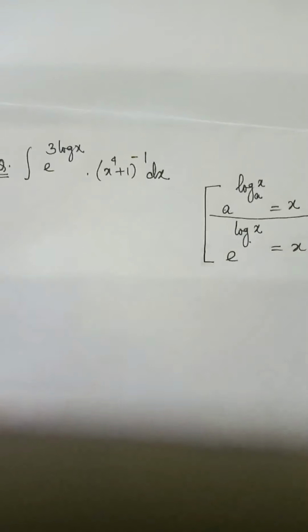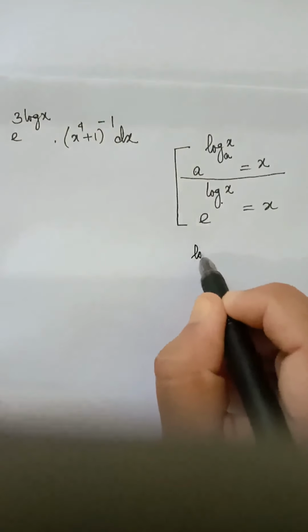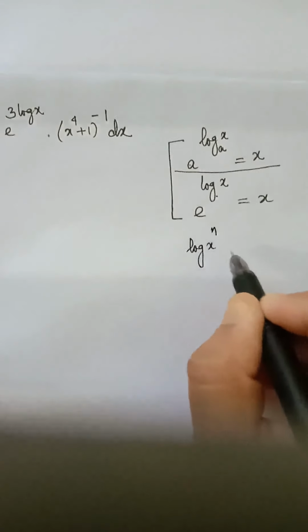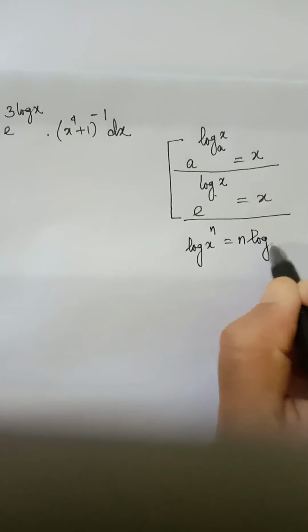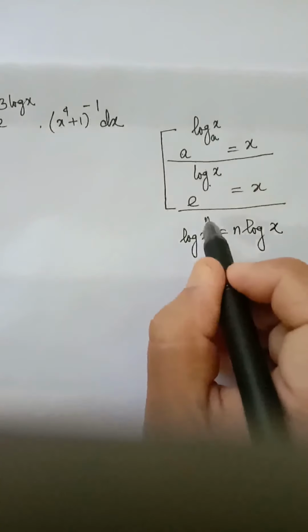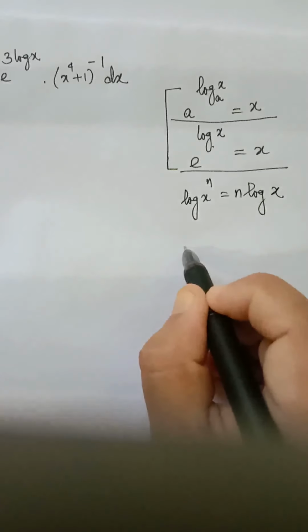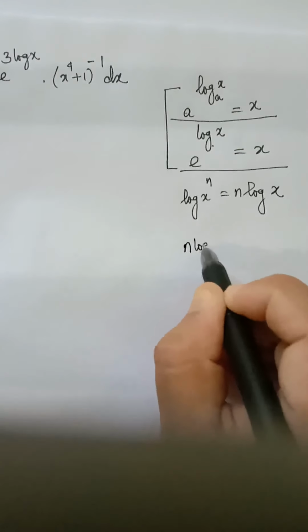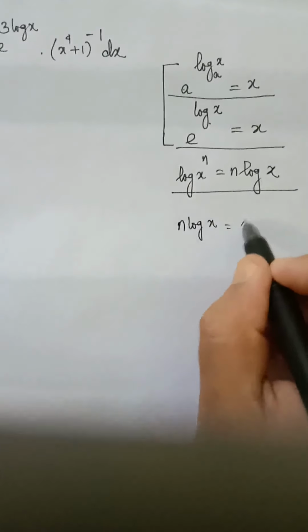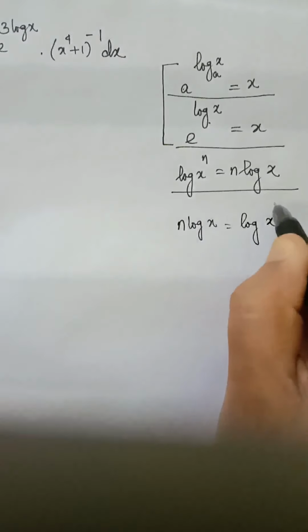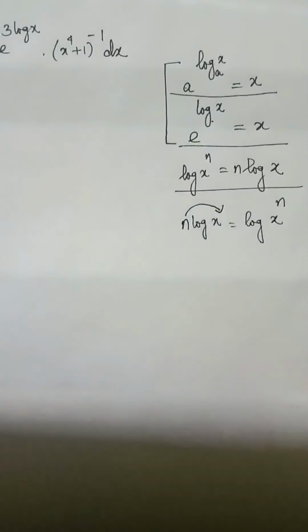Now one more formula I have to write, log of x to the power n is equal to n into log x. Log of x to the power n, so n will come here, it will be n log x. So you can write, reversing this formula, n into log x equal to log of x to the power n. n will come in the power of x.